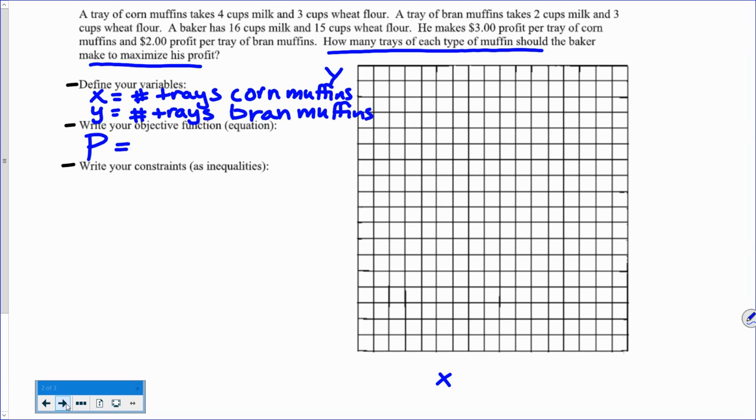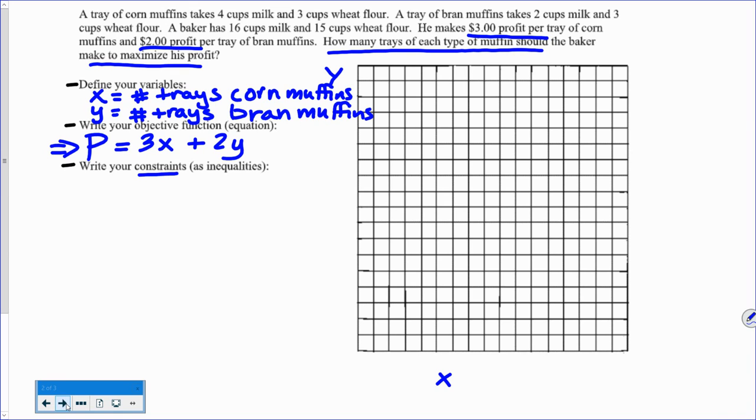So if we're trying to figure out the profit, take a look back through the problem. There were a few things they told us about profit. He makes $3 for every tray of corn muffins, so $3 for every X, since X represented the trays of corn muffins. Plus, he can also make $2 for every tray of bran muffins, which is represented by Y in our variables. So we set up our variables and we have this objective function. We are going to come back to that later.